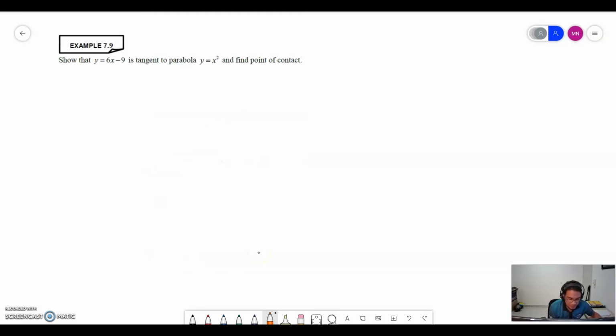Okay, next we want to proceed to the next section, which is to identify the equation of a tangent to a parabola at a particular point. For this section, which is section 7.1.4, I want to use example 7.9, from page 183. The question asks us to show that y equal to 6x minus 9 is a tangent to the parabola y equal to x squared and find the point of contact.